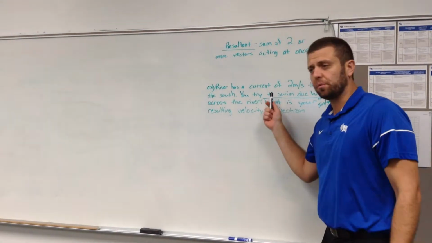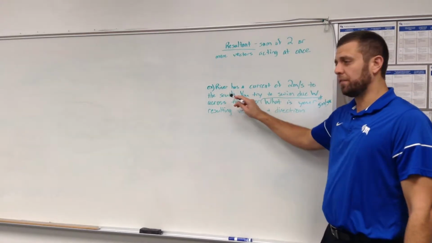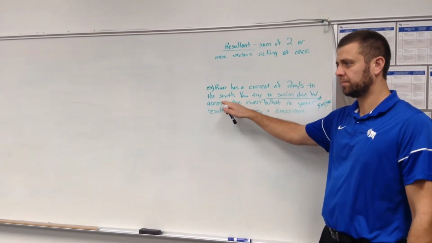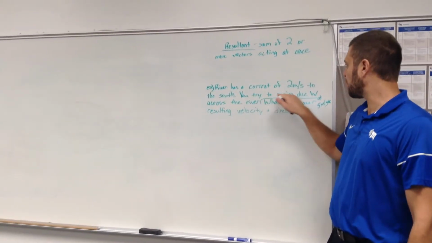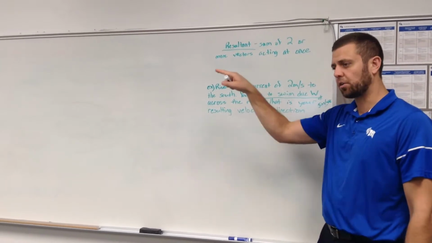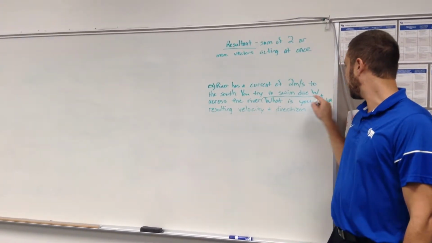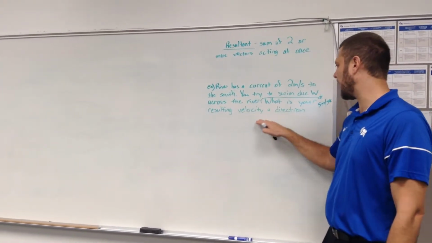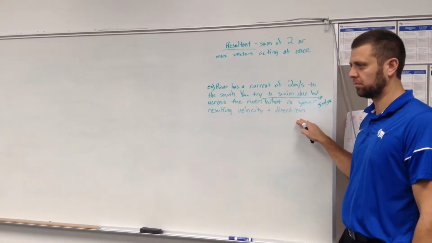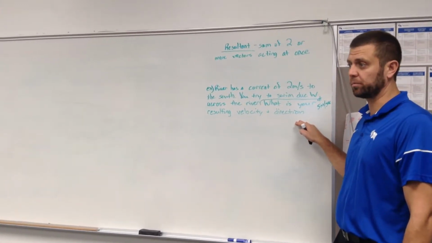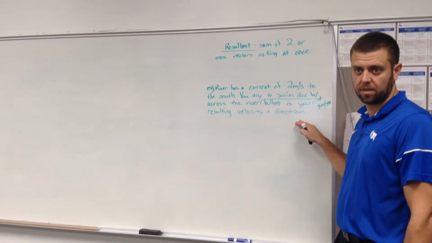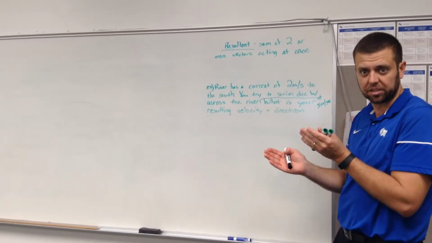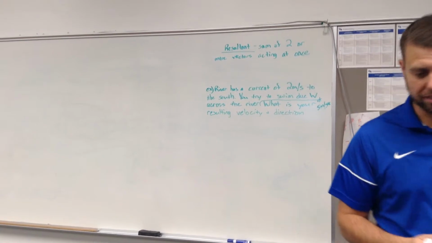Here's our situation. Let's say we have a river. It has a current of 2 meters per second to the south. You're going to try and swim due west across the river at 5 meters per second. What is your resulting velocity and direction? Well, clearly you're not going to end up swimming straight west, right? If you try to, while the river's pushing you, you're going to end up a little bit downstream. Make sense? There's a couple ways to do this.